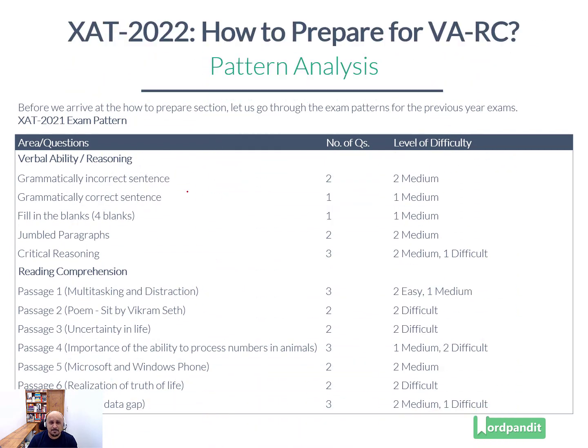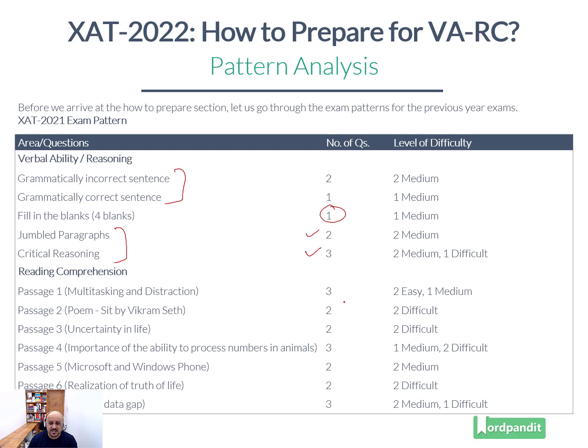If you go through the exam pattern for last year, there were 3 questions based on grammar. 2 were to identify the grammatically incorrect or correct sentence. The other was a fill in the blanks, a single question with 4 blanks. The words were not particularly tough, but this was driven by logic. There were 5 questions based on reasoning, 2 para-jumbles and 3 critical reasoning questions.